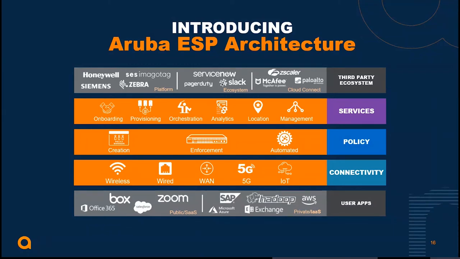And then on the upper layer, we have the different services, right? Like zero touch provisioning, automated onboarding, location tracking, and management. Unified management is part of the services portfolio. Once we have laid out our infrastructure here, we can easily integrate it with the third party ecosystem or third party application platform.